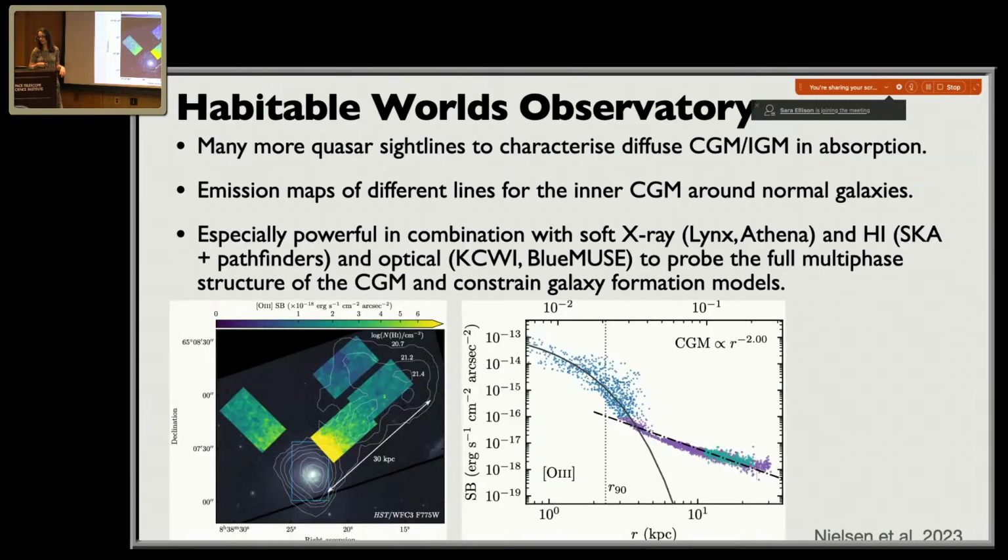Magnetic field is also important. Maybe, I guess we're arguing about that.